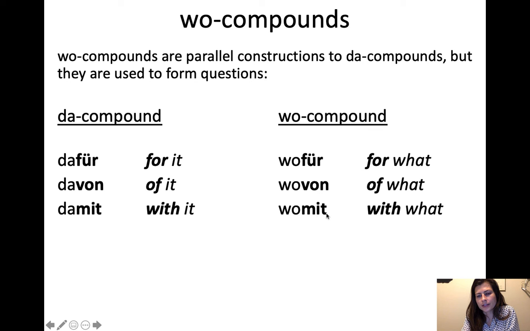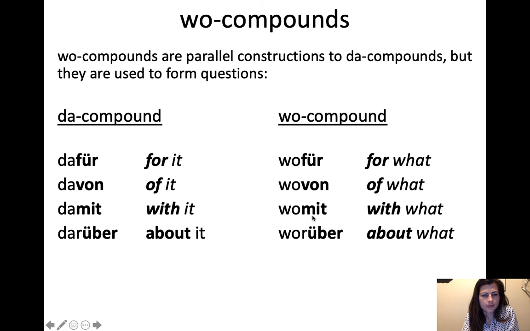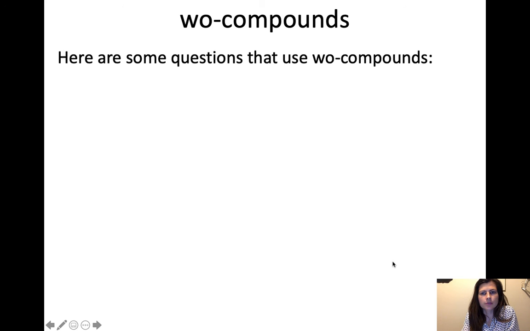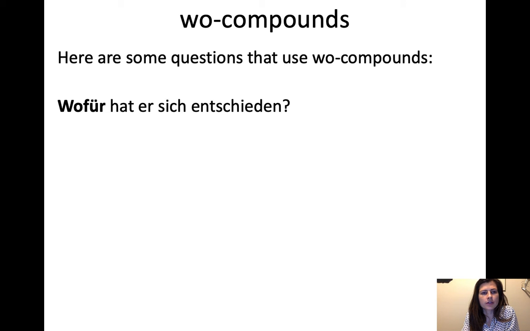We have mit as with what, or what with, depending. And then darüber, about it, right? Worüber, about what. So instead of it, we have what in each of these because it's a question word. Darin, in it, and then worin, in what, or what in. So let's look at some questions that use the wo compounds.